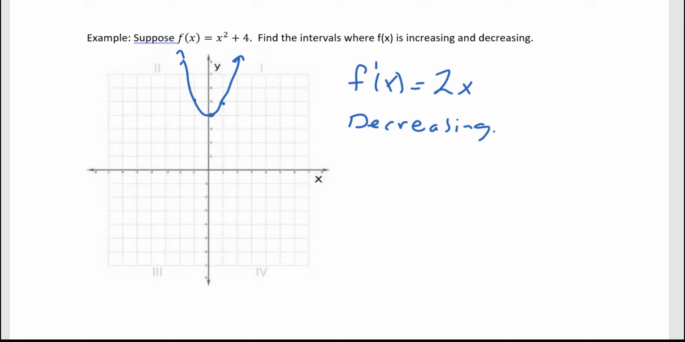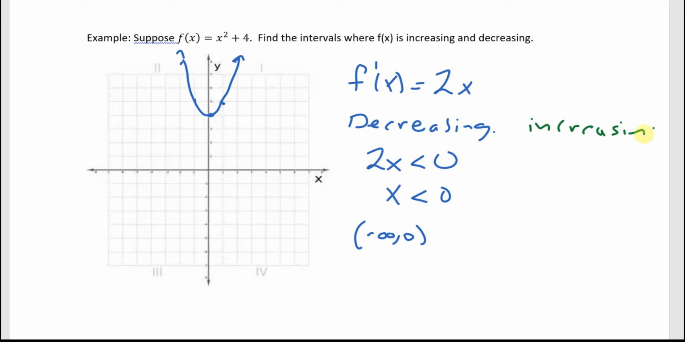Well, we could look at the inequality, right? Where is 2x less than 0? And we solve that and say, okay, well, it's decreasing on the interval where x is less than 0. If I wrote that out, we could go with negative infinity to 0, right? And the next question is, where is it increasing? Well, then 2x has to be greater than 0, or in this case, x is greater than 0. So that's from 0 to infinity in interval notation.